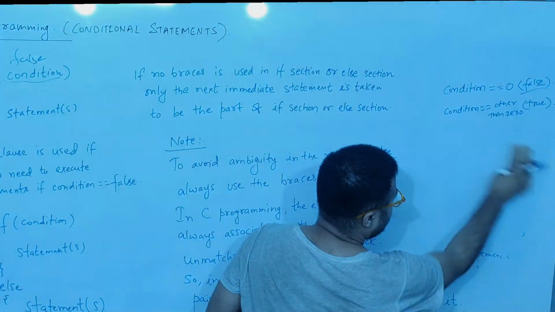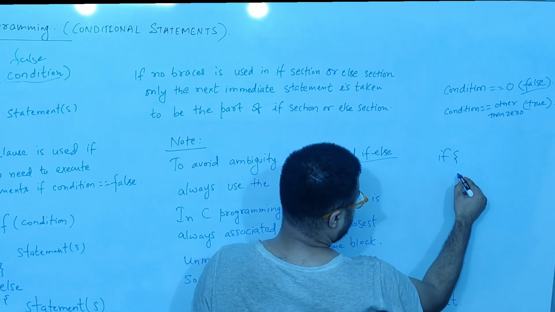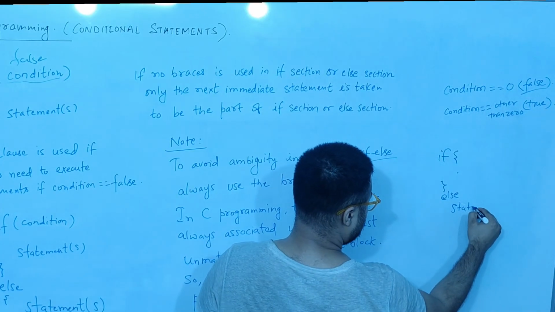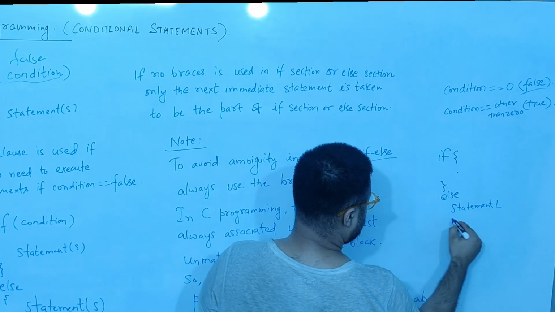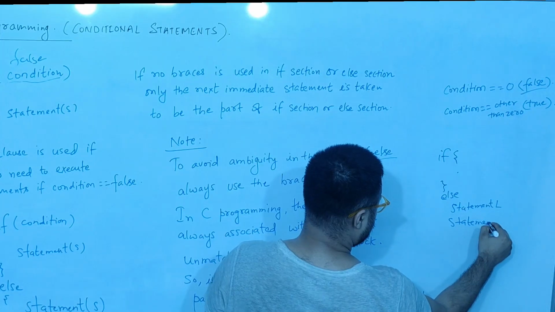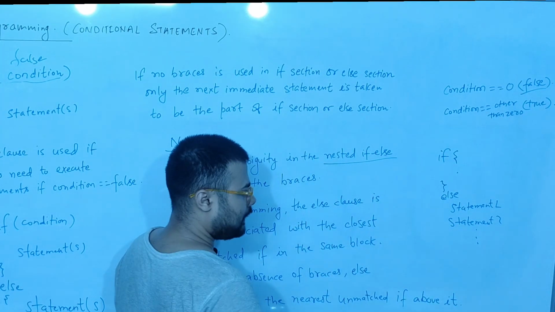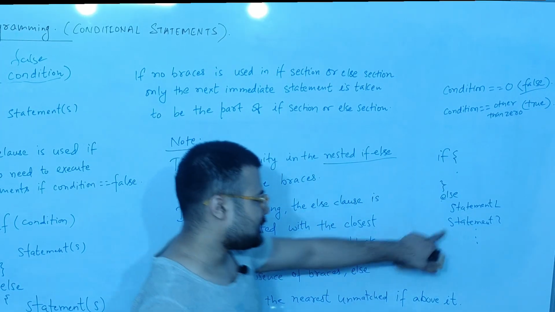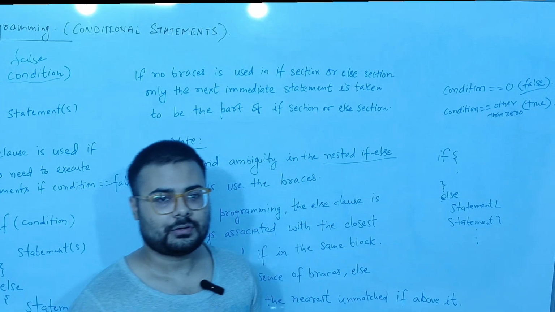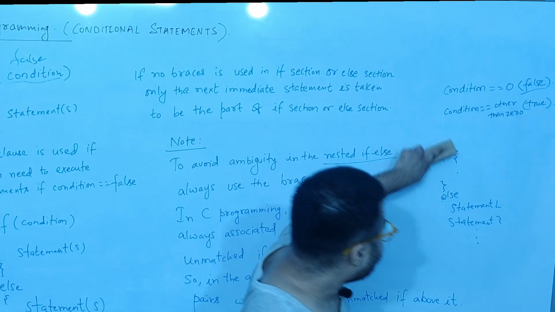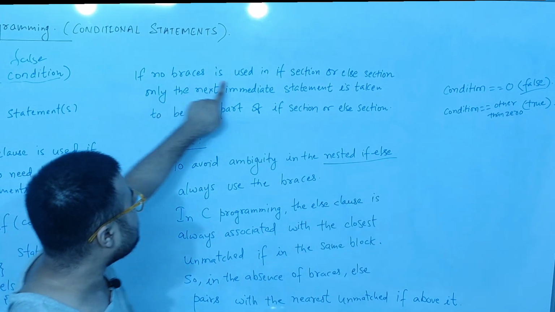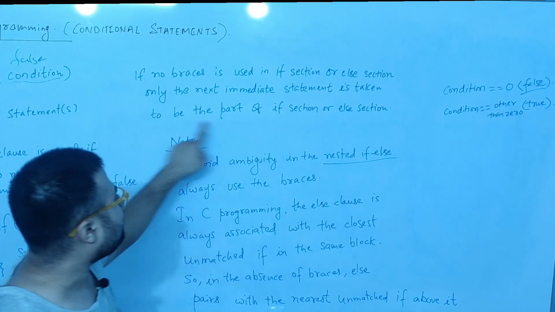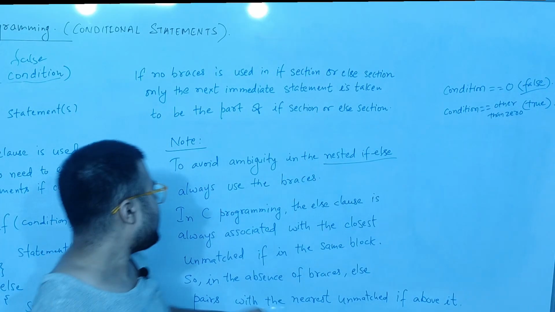Similarly with if else: else statement 1, statement 2, and so on. Here what is part of your else block is only statement 1. Statement 2 and so on are outside of your if else block. So this is what it is. If no braces are used in the if or else section, only the next immediate statement is taken to be part of your if section or else section.